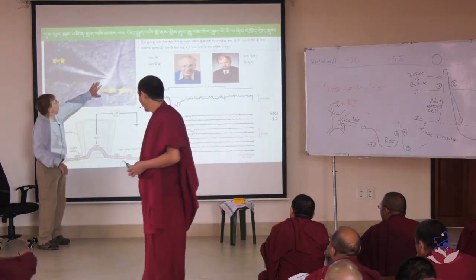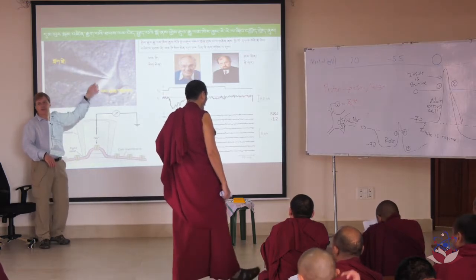But a neuron has thousands and thousands of these channels.